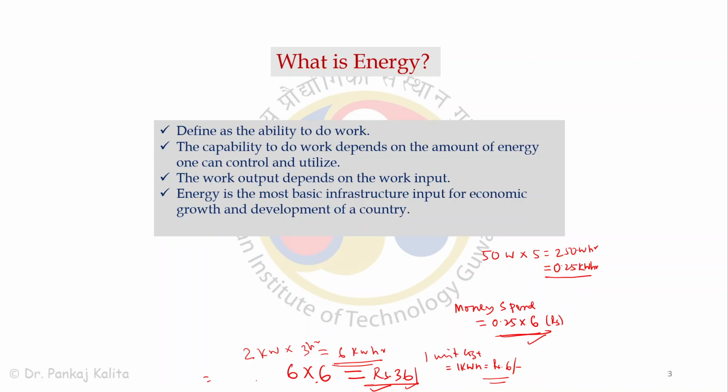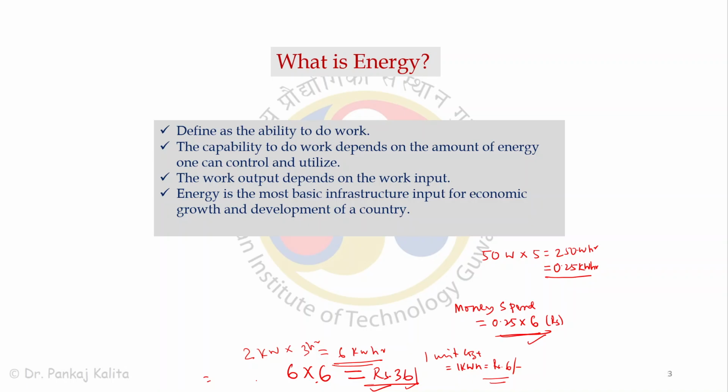So generally, why do we need energy? What is the main basic purpose of talking about energy? Energy is important, but to get work out of energy is the main thing. Whatever work we put in as input, we get something as output. That difference is called del W, the change in work between output and input. That is the main thing we are interested in. And energy is basically the most basic infrastructure input for the economic growth and development of a country.